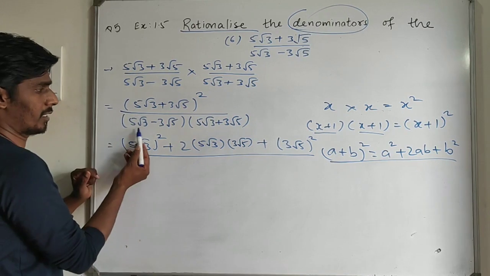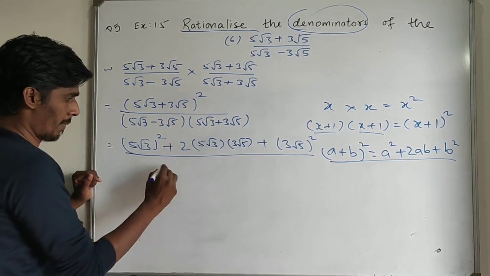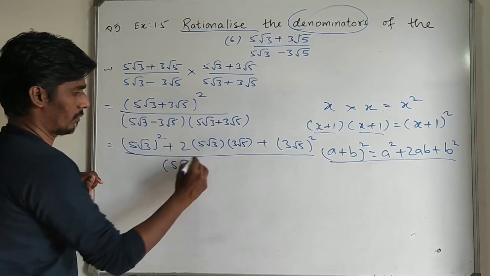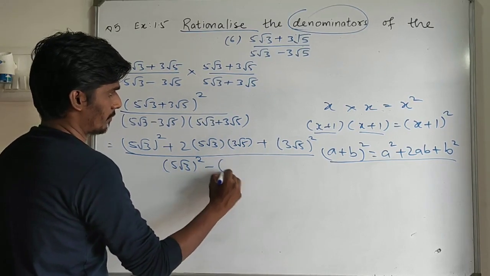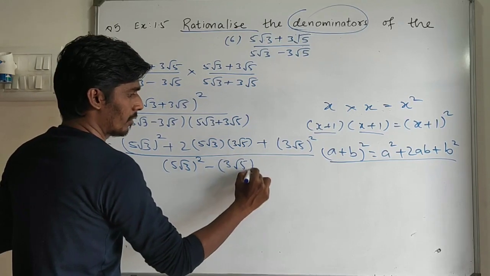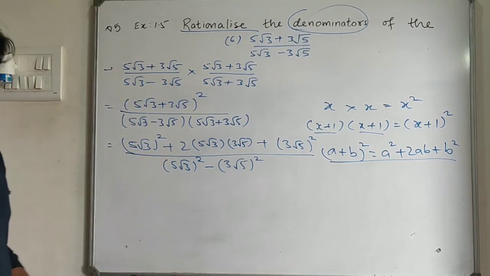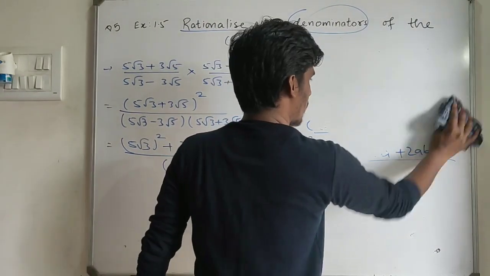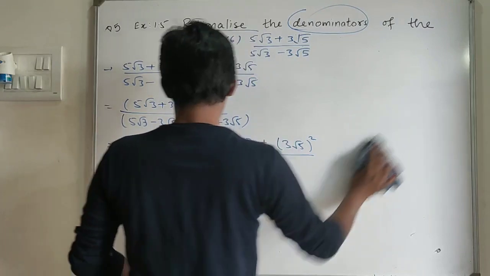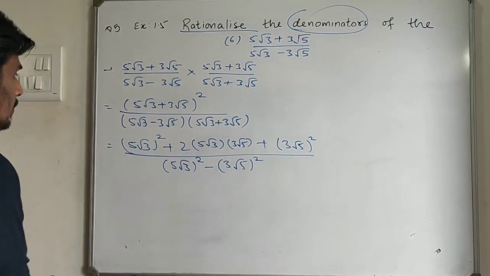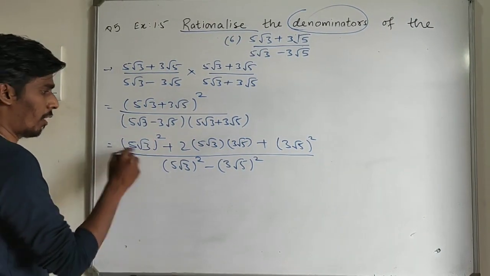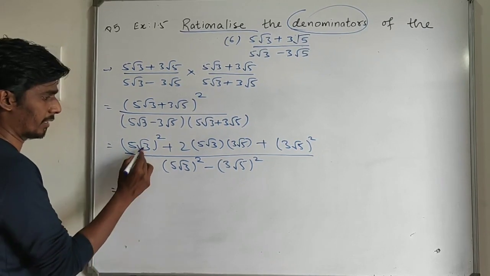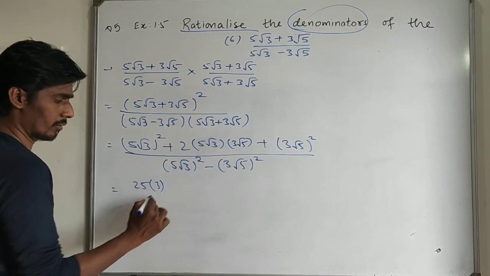Now in denominator, it's a minus b, a plus b. So this will be a square minus b, what is b? 3 root 5 whole square. Now we're going to open this bracket. Now we know how to find the square of this. 5 square is what? 25. Root 3 square is what? 3.